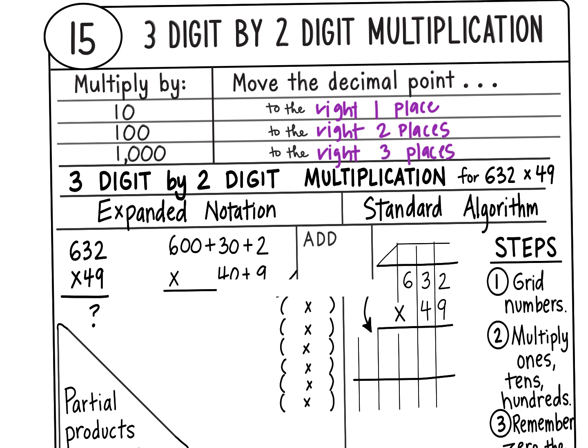But what I want you to notice is that when I multiply by 10, I have 1 zero. I move 1 place. When I multiply by 100, I have 2 zeros. I move 2 places. When I multiply by 1,000, how many zeros do I have? 3. And I move 3 places. Okay, so when you're multiplying by powers of 10, it's as simple as moving that decimal a certain number of places.